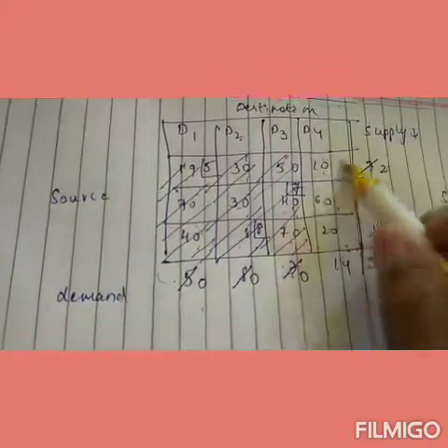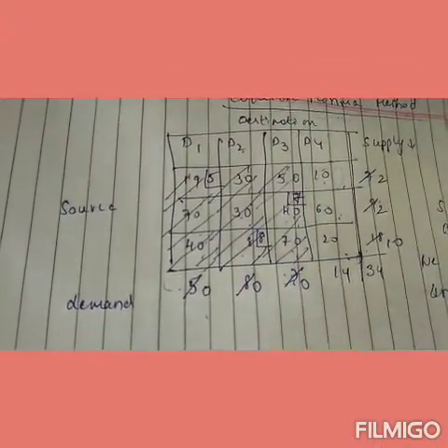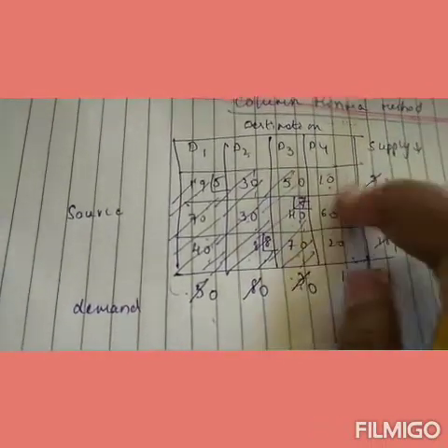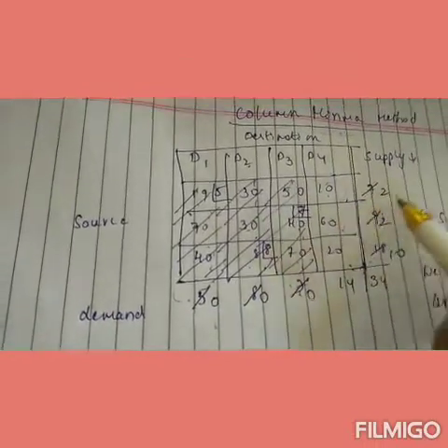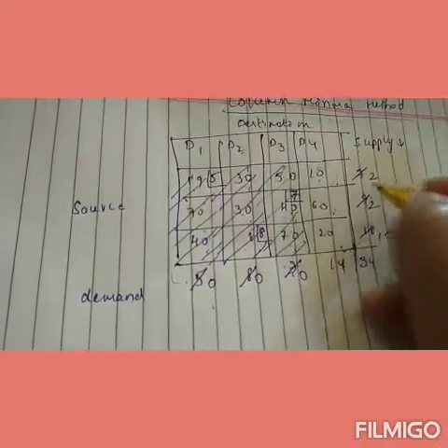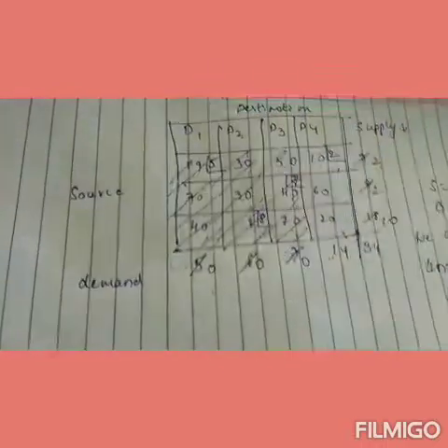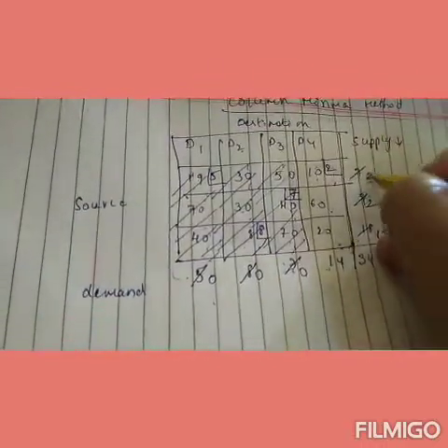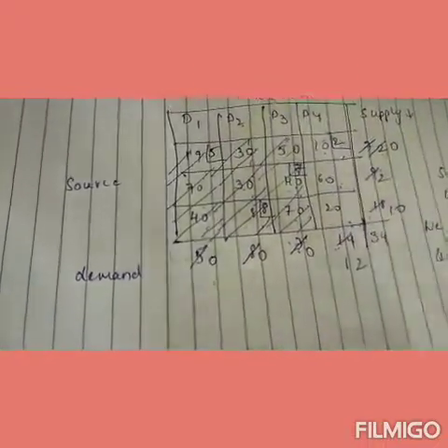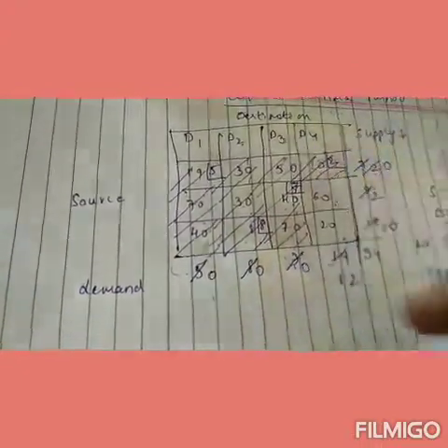10 is minimum. So take this 10 and check the supply and demand. Supply is 2, demand is 14. So in 2 and 14, which is minimum? 2 is minimum. So allocate 2 here and make it 0, and 14 minus 2 is 12. The supply is 0, so just cancel this entire row.